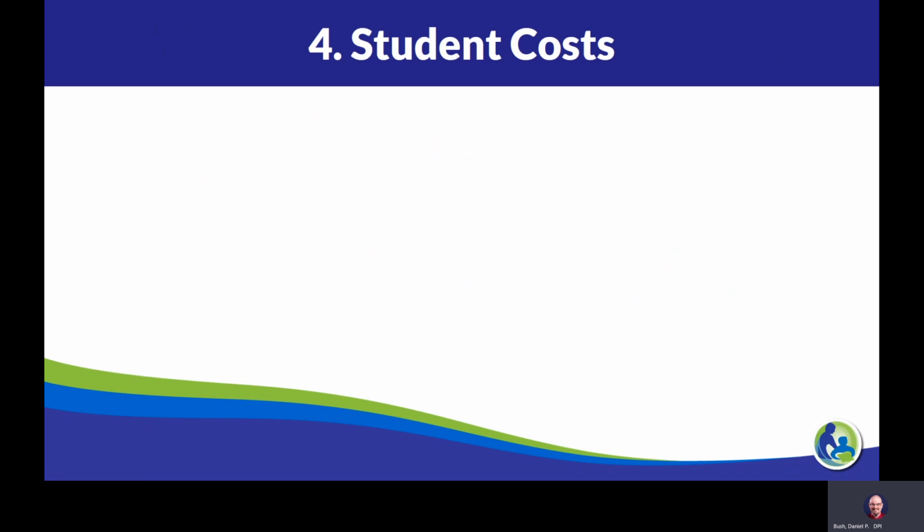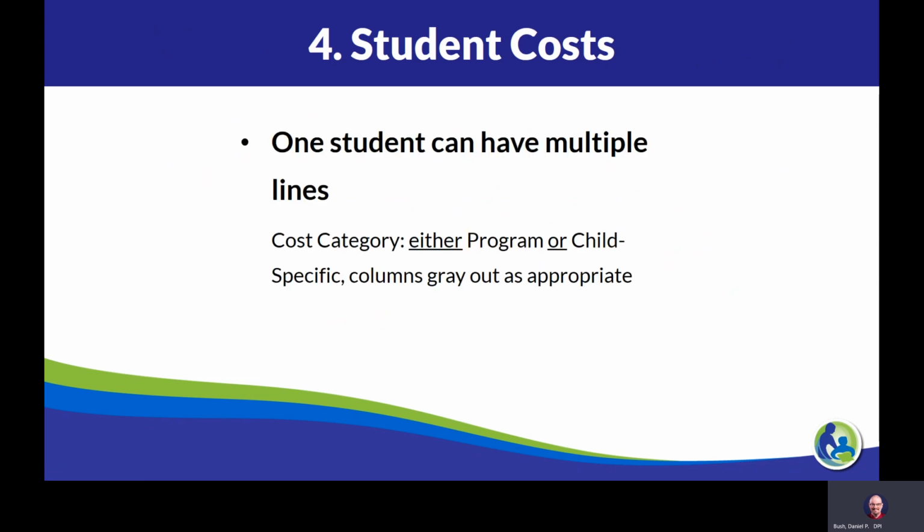Next, we're going to get to the student costs. Now, just like on the program tab, one student can have multiple lines. On a particular line on the student cost tab, you are either going to enter information for a program cost, or you're going to enter a child-specific cost. Do not put program and child-specific costs on the same line, and the cells will gray out, assuming you have a version of Excel that supports conditional formatting. Columns will gray out if you have selected one cost category or the other.